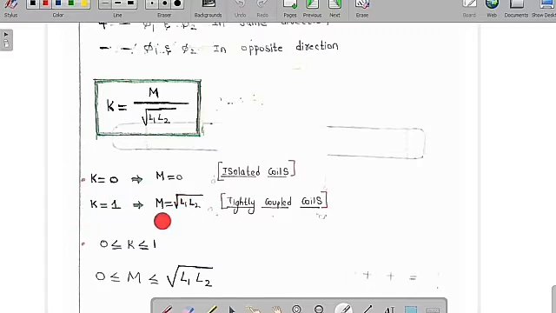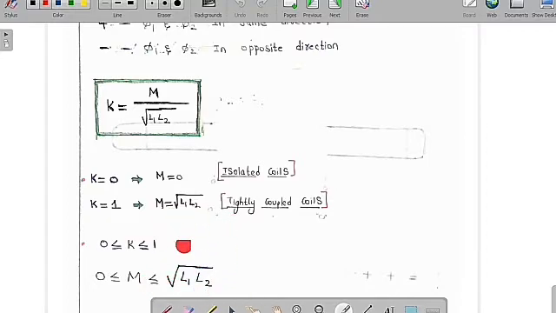When K is equal to 1, M is equal to under root of L1 L2, meaning tightly coupled coils, meaning all the useful flux interacts between the two coils. Then only K is equal to 1. Therefore K equal to 0 means isolated coils, K equal to 1 means tightly coupled coils. So K can only lie between 0 and 1. If K lies between 0 and 1, M can go from 0 to under root of L1 L2.